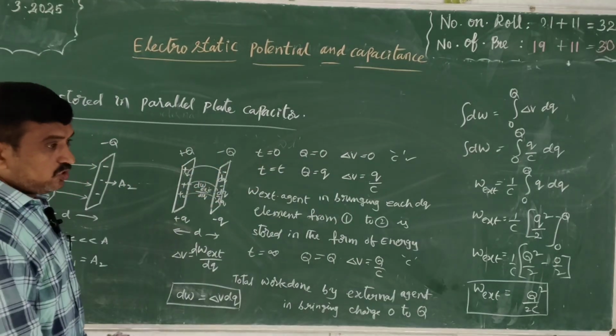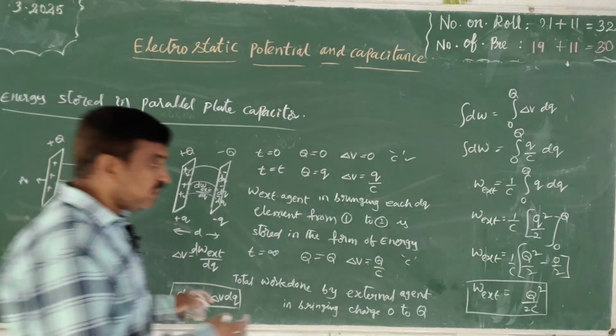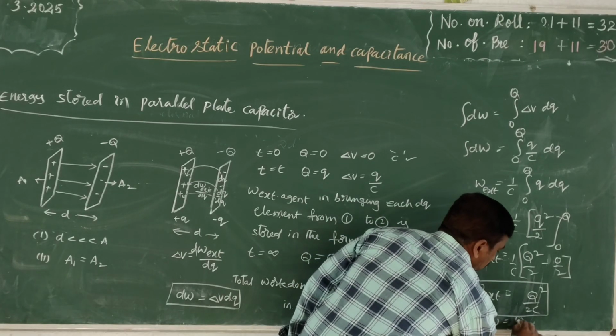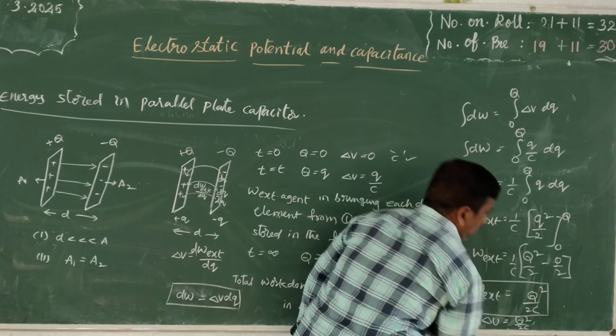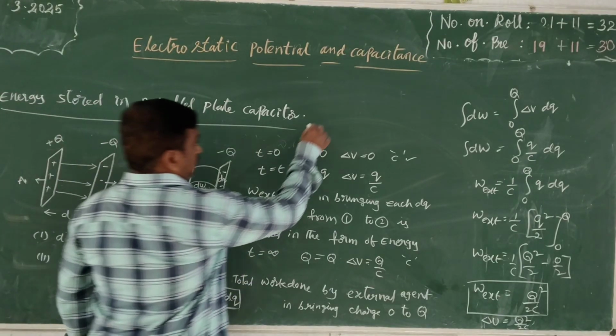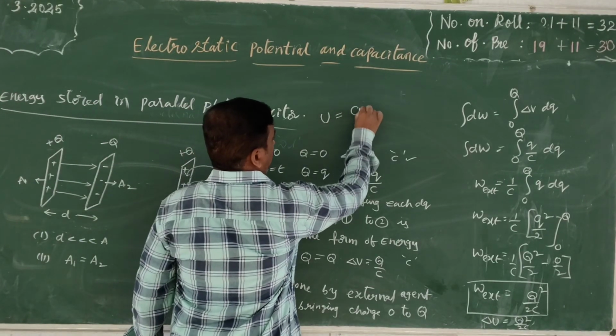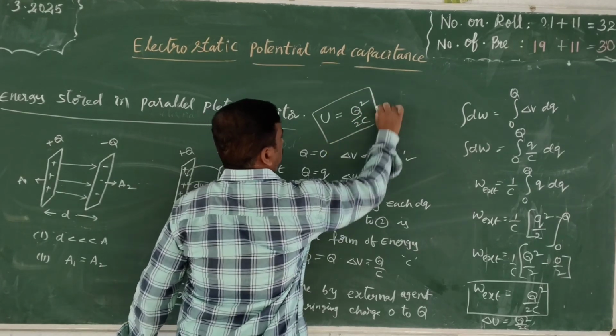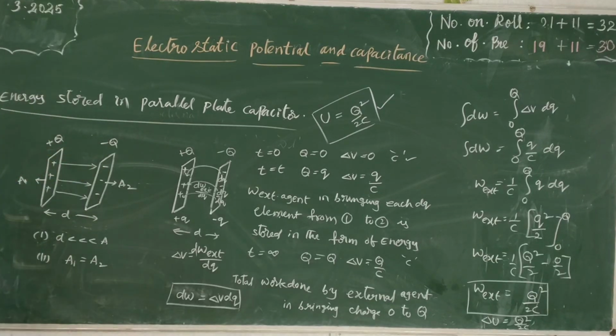Now this total work done will be stored in the form of energy. We write delta u, that is q square by 2c. This is the energy stored in a parallel plate capacitor. That energy equals, what is the formula? Q square by 2c. This is the energy stored in a parallel plate capacitor.